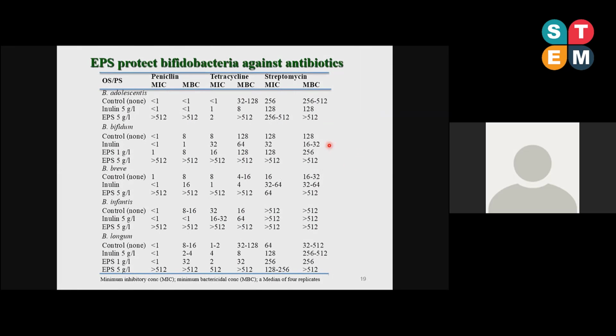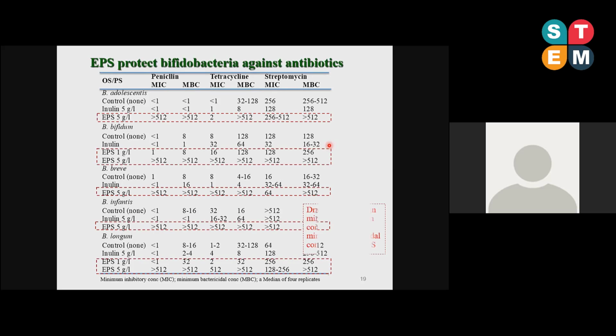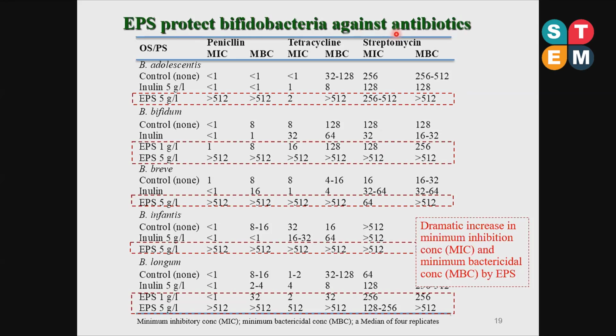So then in another one we tested the effect on bacteria treated by antibiotics. You know the antibiotics are inhibitory, toxic, or can inhibit the bacterial growth, and can kill the bacteria. So we used several common antibiotics, including penicillin, tetracycline, and streptomycin. So we measured the minimum inhibitory concentration and also the minimum bactericidal concentration.